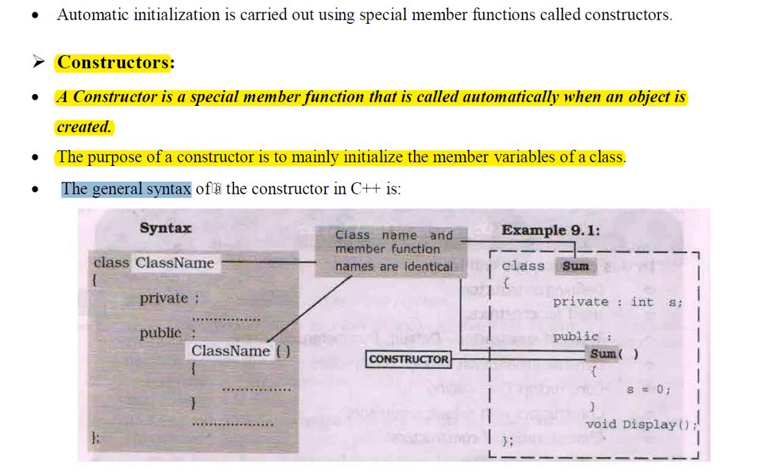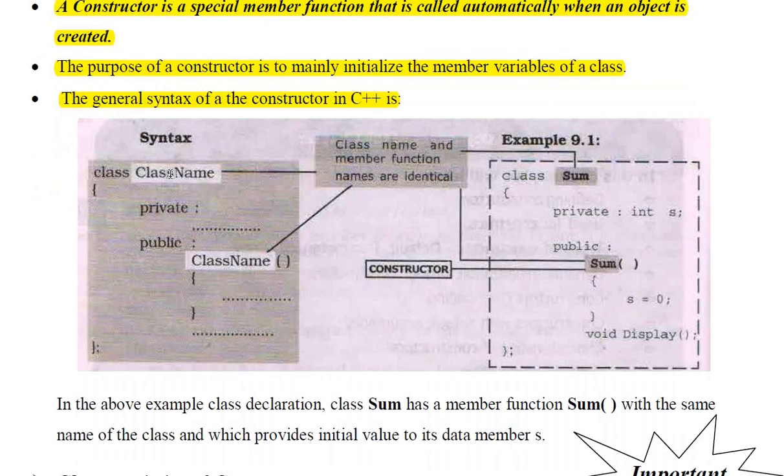Now the general syntax for creating a constructor is, so here you can see. Class keyword, then class name, you can take any name, then opening flower bracket, private section and public section. In the public section we have to create a function using the same name as the class name, then only that function will become a constructor. So this is the general syntax.